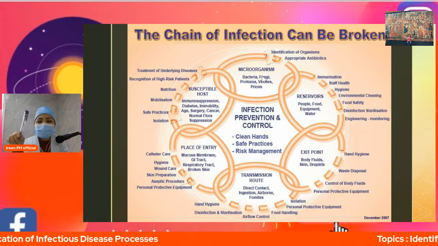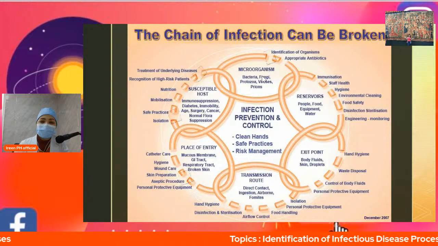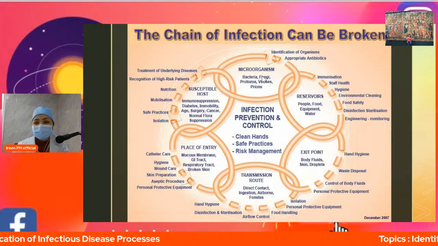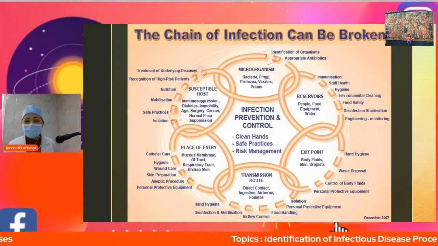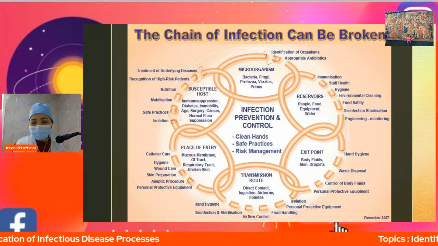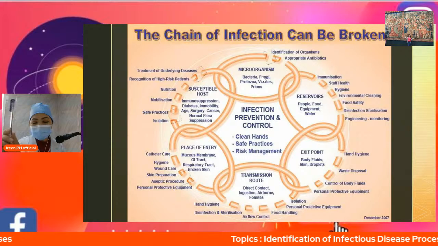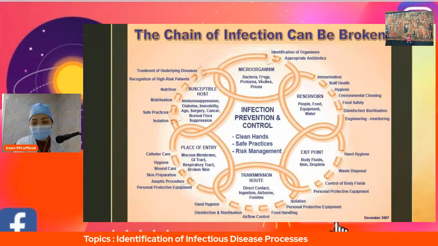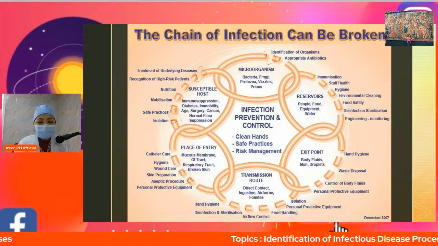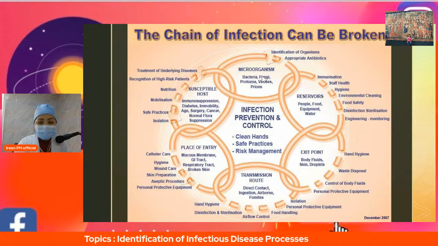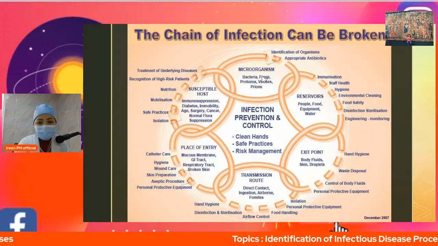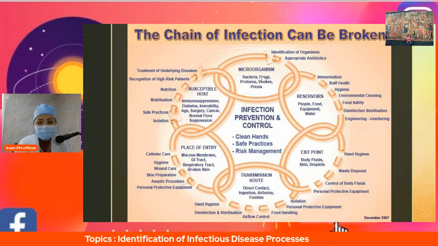The microorganisms are bacteria, fungi, protozoa, viruses, and prions. The reservoir is people, food, equipment, and water. The exit point is where it goes out of the body: body fluids, skin, or droplets. The transmission route is direct contact, ingestion, airborne, or vectors. The place of entry is your mucous membrane, GI tract, respiratory tract, or broken skin. The susceptible host: immunosuppression, diabetes, immobility, age, surgery, cancer, normal flora suppression.